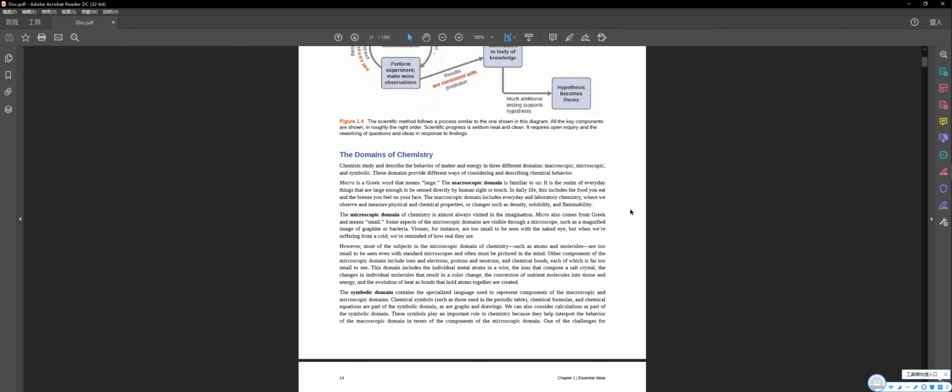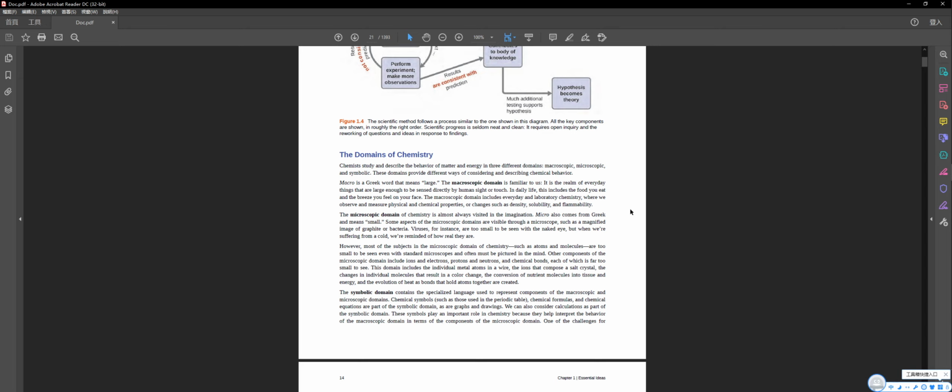This domain includes the individual metal atoms and ions that compose salt crystals, the change in individual molecules that results in a color change, the conversion of nutrient molecules into tissue and energy, and the evolution of heat as bonds that hold atoms together are created.